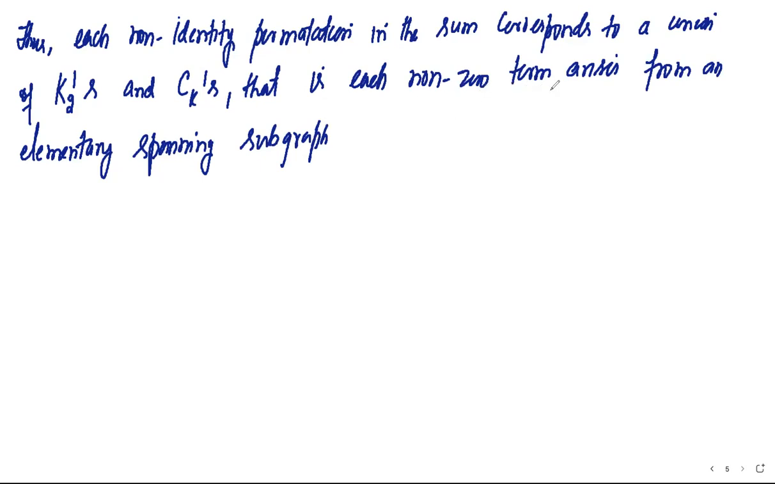So that is, every non-zero term arises from an elementary spanning subgraph with vertex set V of G equal to 1, 2, up to n. So whenever we have an elementary spanning subgraph on this set of vertices, then every K2 will correspond to some cycle of length 2, and every CK, where K is greater or equal to 3, corresponds to some cycle of length greater or equal to 3.